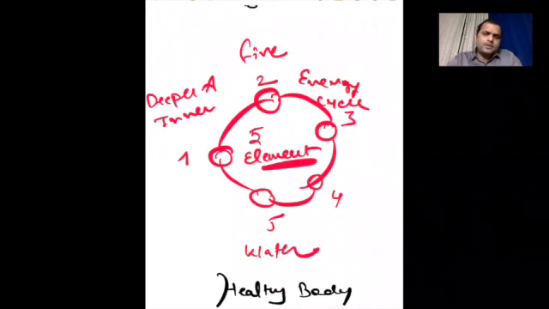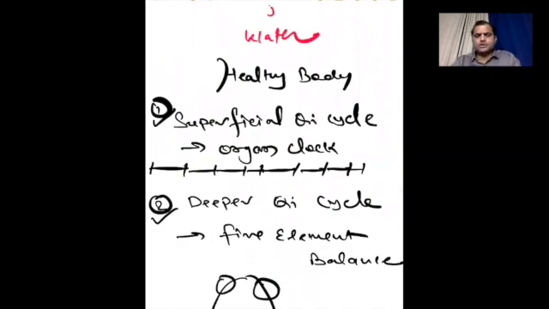So if this five element cycle gets disturbed, then we have to balance it. So we can balance the person at the deeper level. So a healthy body means the superficial energy flow and the deeper energy flow are both in balance, or the organs are getting properly charged on their turn as per the organ clock, and all the five elements are perfectly balanced, then we call it the five element balance cycle.